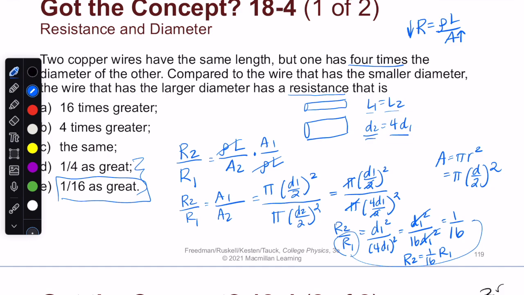And you can work that out in your head because the radius or the diameter are squared terms in the cross-sectional area. So you would imagine that it's a squared term, so it should be a more significant change.